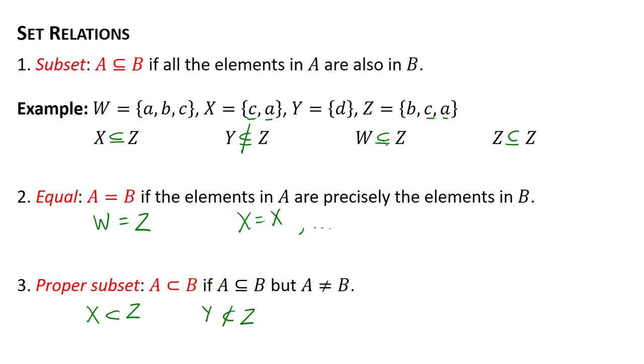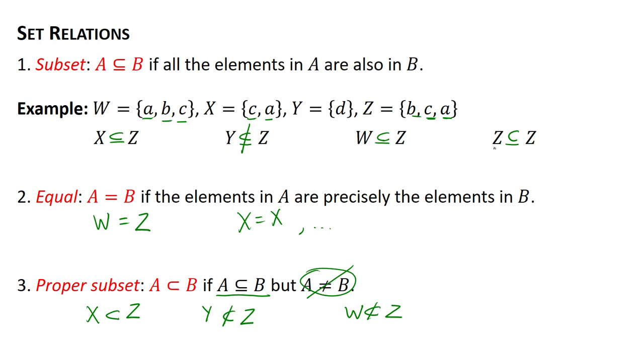Okay, how about W and Z? Okay, ito na yung example ng subset siya. So, this part is satisfied. Every element in W, A, B, C, it is here, A, B, C. So, subset siya. Pero, sila ay equal. So, this part is violated. Therefore, W, although it is a subset, it is not a proper subset.